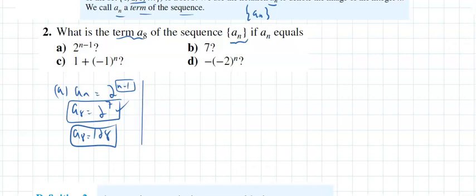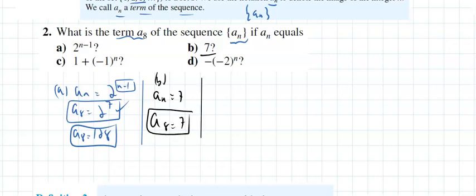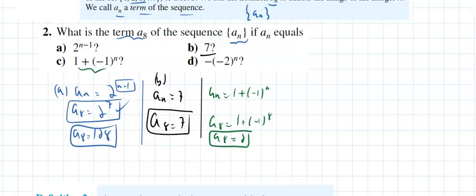B. If I take a sub n to be 7, so this is a constant function. Any term is going to be 7. It doesn't matter. This is like saying y equals 7. Whatever x is, y is 7. Here, a sub n is 1 plus negative 1 to the n power. So a sub 8 is 1 plus negative 1 to the 8th power. That's simply 2. And in this sequence, you're either running 0 or 2.